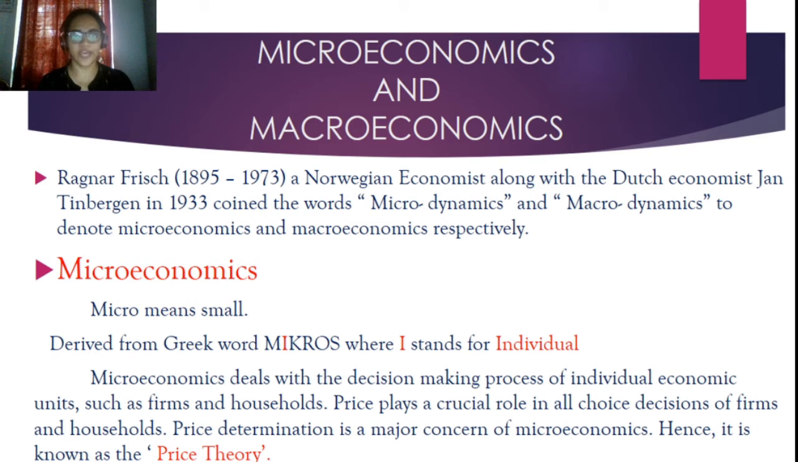Okay, so we have two broad classifications of economics, that is microeconomics and macroeconomics. Microeconomics: the word micro means small. It is derived from the Greek word mikros, which stands for individual. So, from this, it is clear that microeconomics deals with individual human behavior. It takes into account the decision making process of individual economic units such as firms and households.